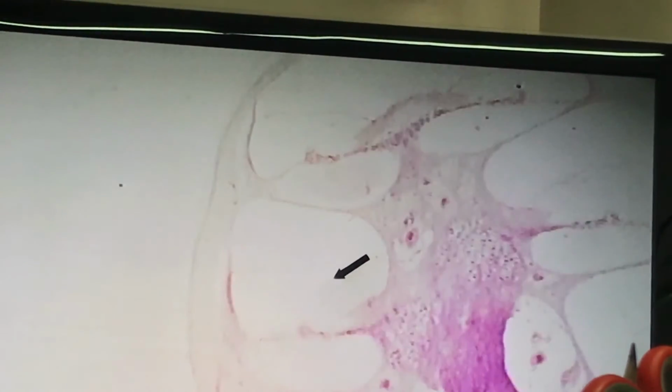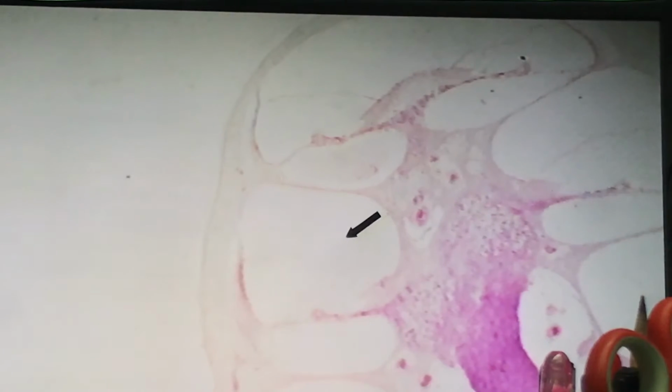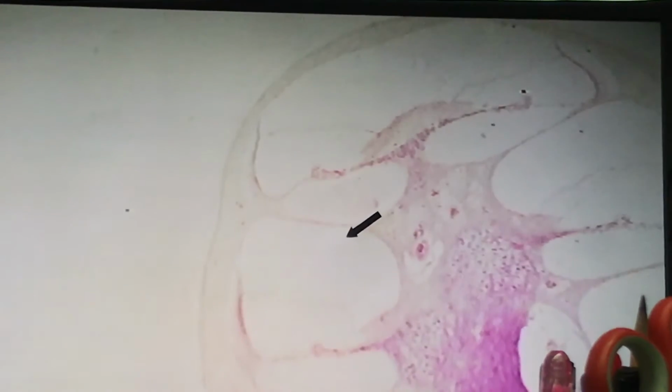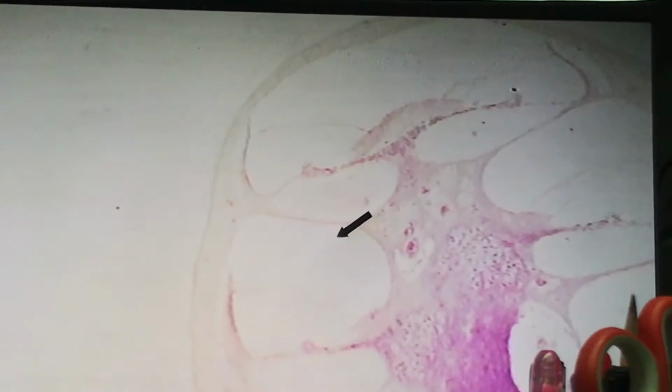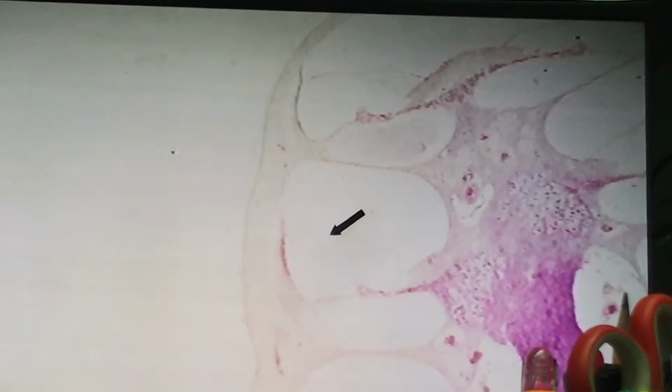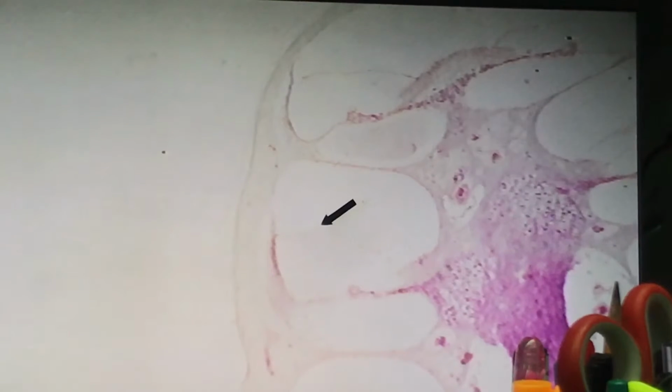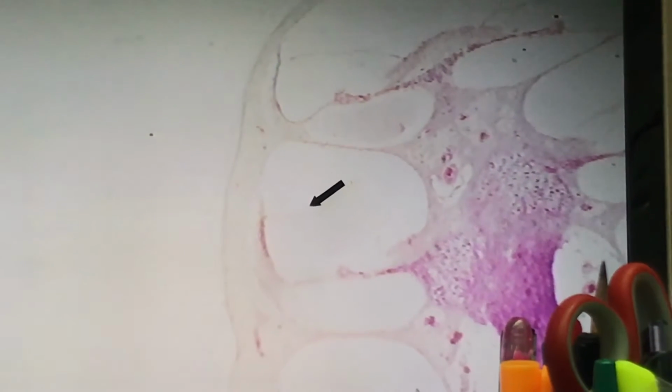Okay, now let's go to the cavities. You have the three cavities. That one is your scala vestibuli, which is separated from your scala media by another membrane, and you call this your vestibular membrane. We have another term for that, and that is your Reissner's membrane.